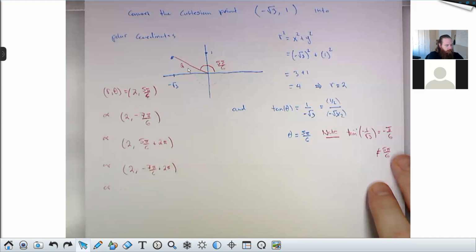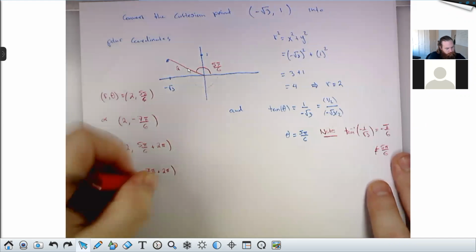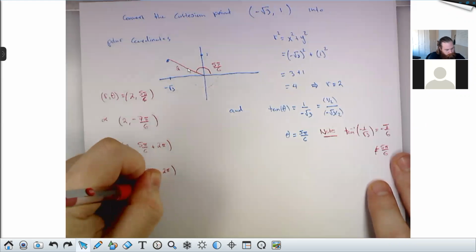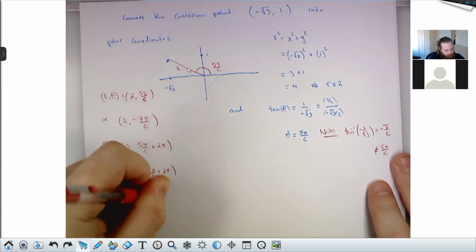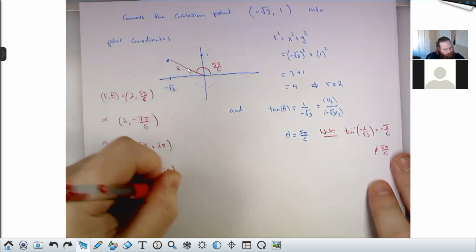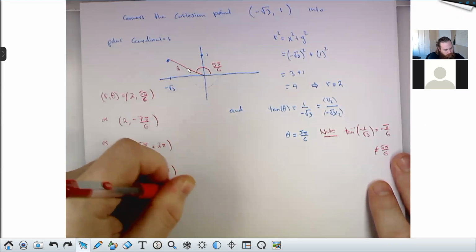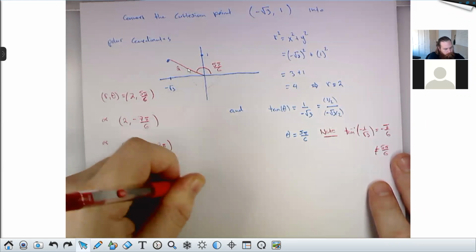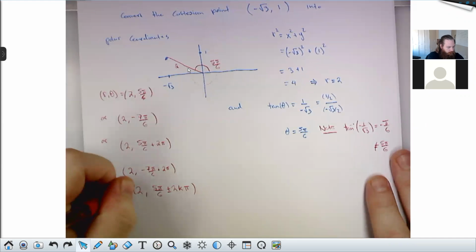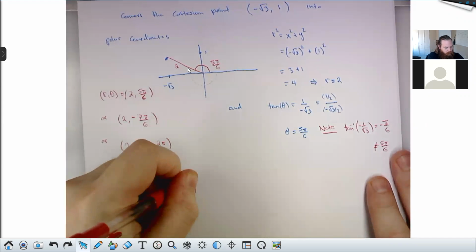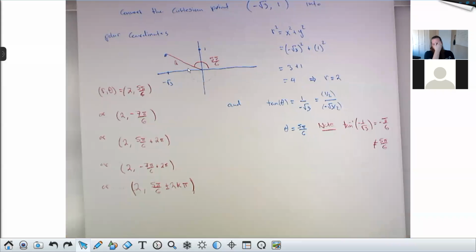So these are all of the guys. This can be written as (2, 5π/6 plus or minus 2kπ), where k is any integer. All of these will get you to that point. But believe it or not, that's still not all of them. You can also do this with a negative r value, and the negative r value stuff is where it gets a little bit complicated.